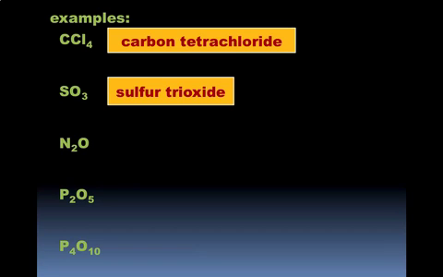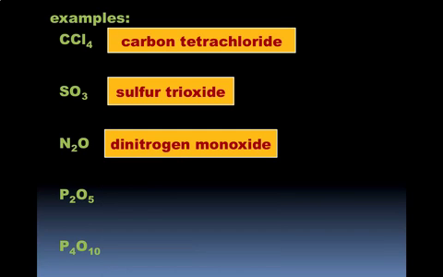The next one has 2 nitrogens to start, so that's dinitrogen. And then there's only 1 oxygen, so that's monoxide. And this is where that double vowel rule comes into play. Instead of monoxide, there's only 1 O in that word: dinitrogen monoxide. We just take that second O out.